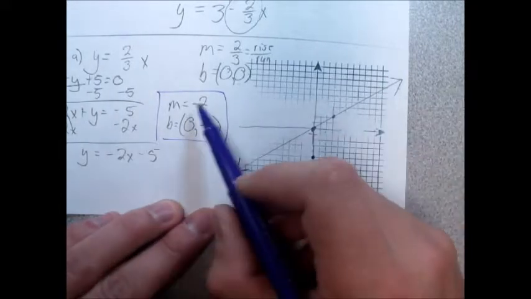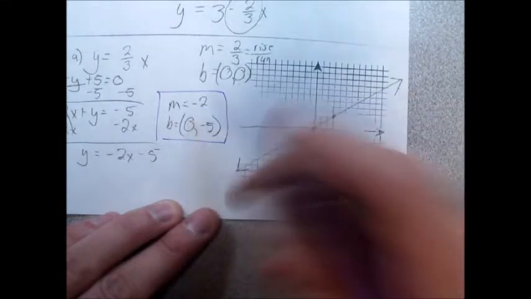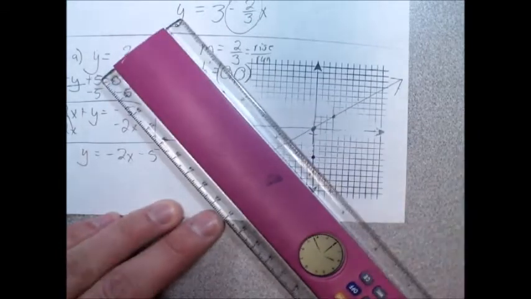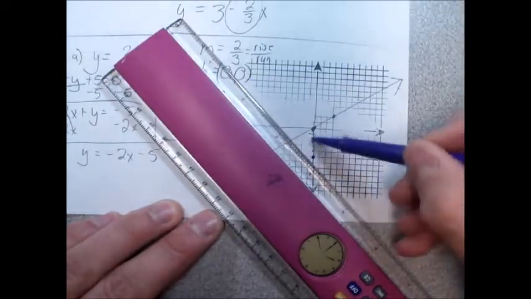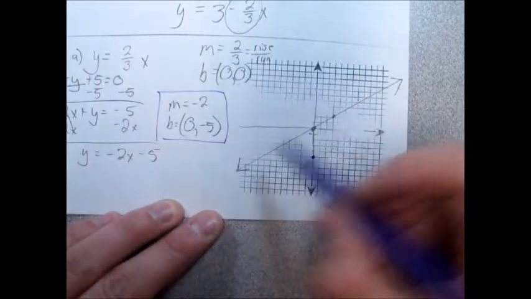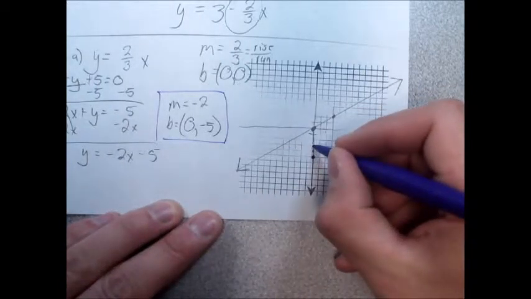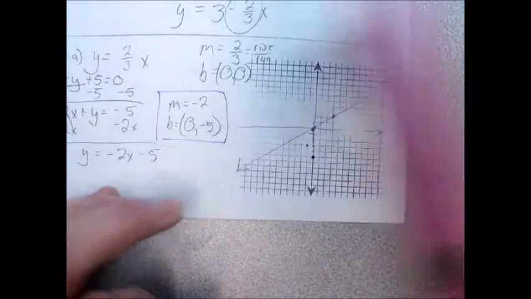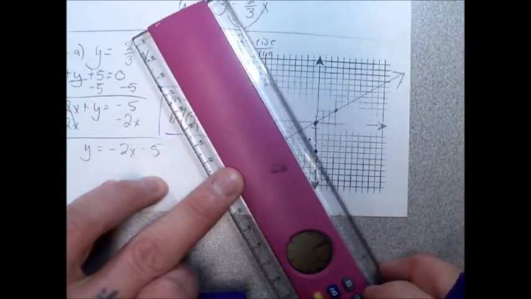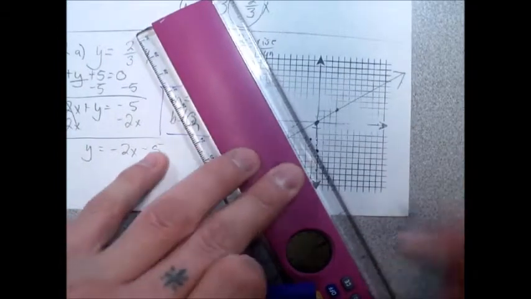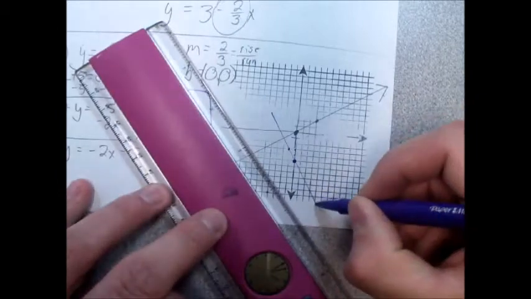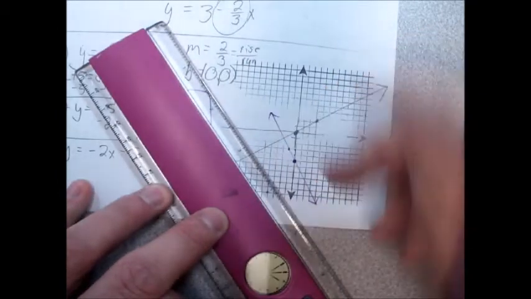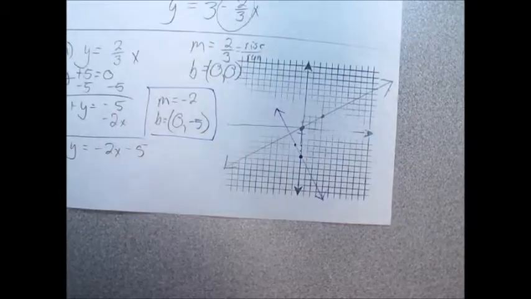Then I have to use my rise over run, and it's going to be negative. So remembering left to right, it's going to go down. So I'm going to have to put my point over here somewhere. So I go up 2, 1, 2, over 1. There's my second point, and I connect these two and draw a line. That includes arrows. Questions yet?